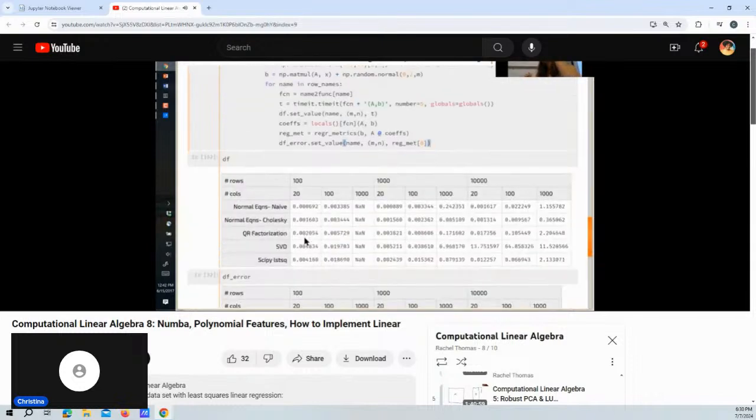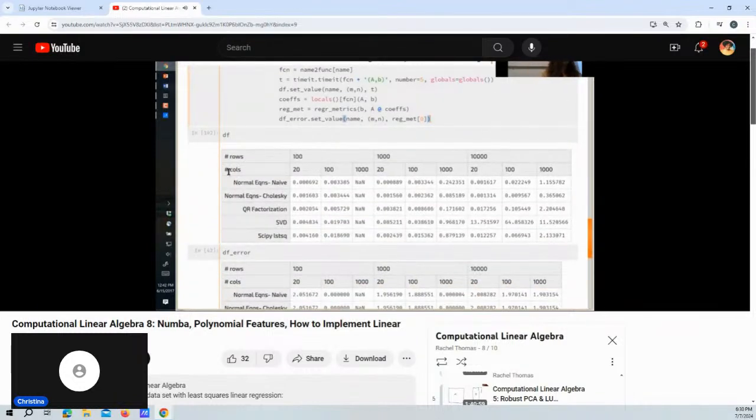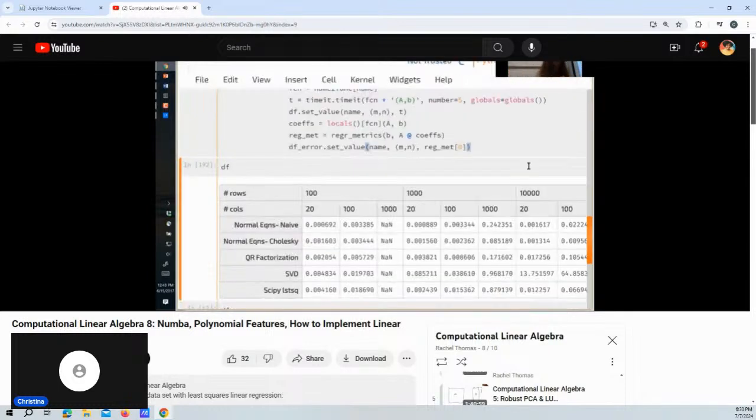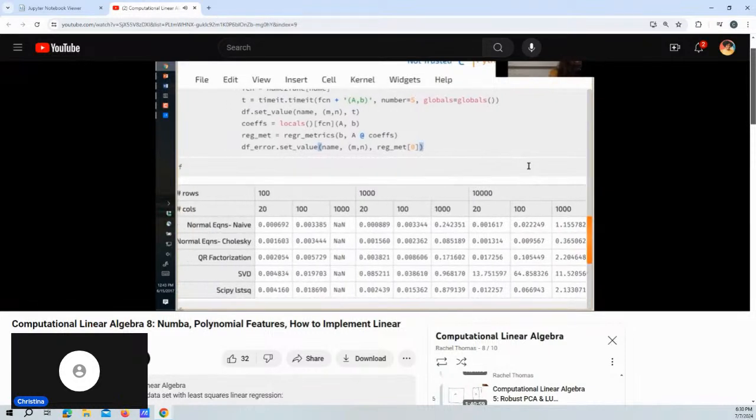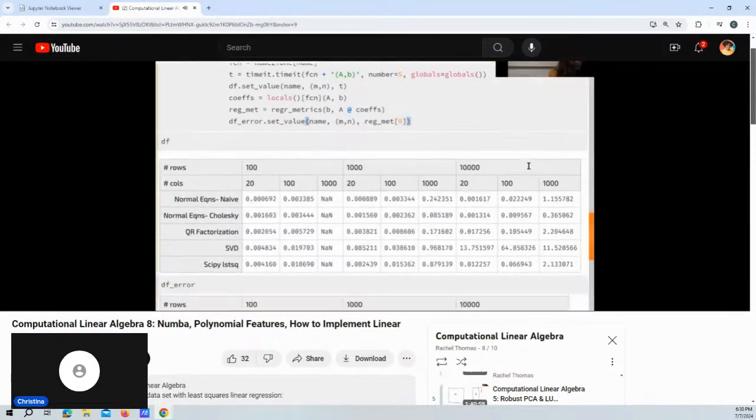So I've got this df data frame that's going to hold the time. Df error is going to hold the error. And so I run that, and that can be a little bit slow to run. So I'm just going to use the results I have here, since it's doing all these matrix decompositions, and so the matrices are larger. Actually, let me see if this will fit on the screen when it's larger.